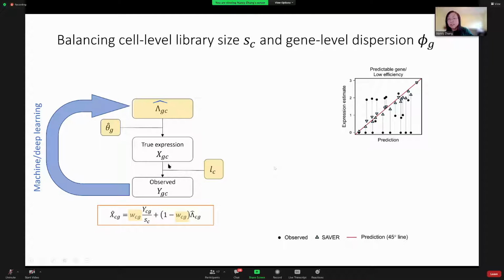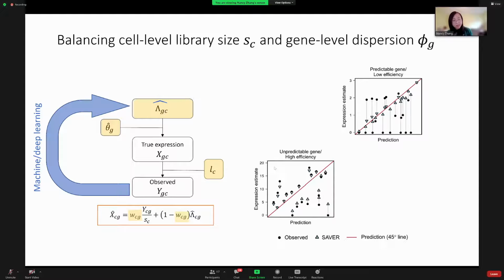There's a lot of noise in this step, but not a lot of noise in this step. And that's exactly what happens, okay? So these circles are your actual data, the triangles are your estimates, and then the red line is your prediction, your lambda hat. So you're shrinking heavily to your lambda hat.